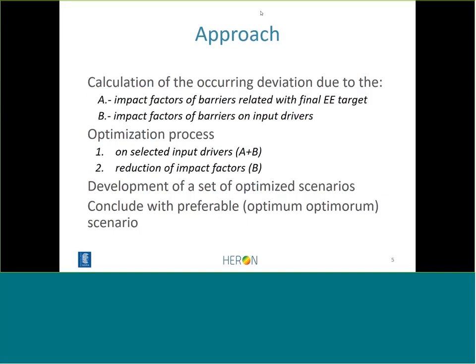The next action that we saw that needed to be part of this approach was to have the optimization process. This meant that we had to select the optimum combination of the input drivers and to be able additionally to reduce the impact factors of the barriers. These two optimization processes allowed us to develop a set of optimized scenarios. And because of this set, we could have a variation of the options that the user could have, develop their scenarios, and from those scenarios to conclude with the most preferable one.